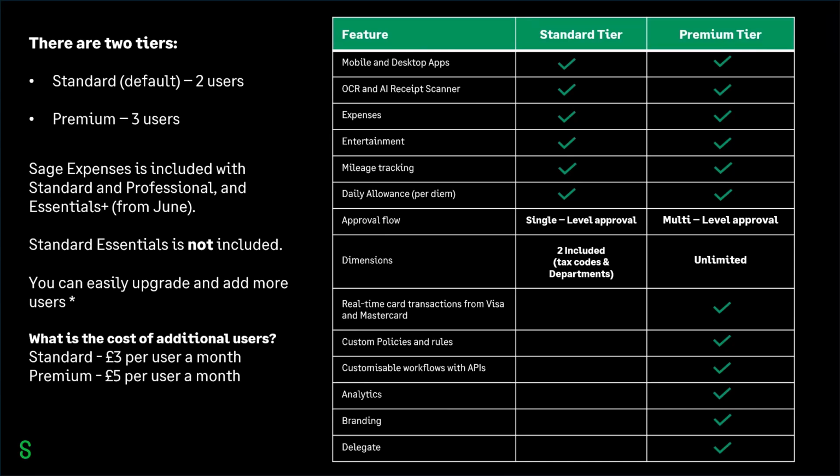So in a nutshell, standard keeps things quick and easy. Premium gives you clarity, control, and confidence as your business scales. I'm just going to delve more into the user allowance to give you an understanding of how it works, because I realised I forgot to mention the pricing. So if you want additional users, we're going to go through that just now.